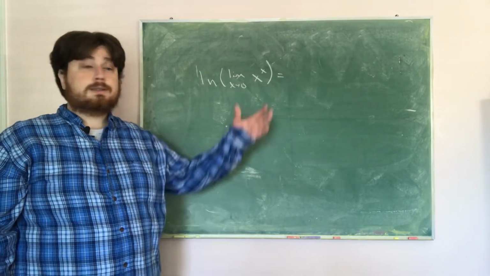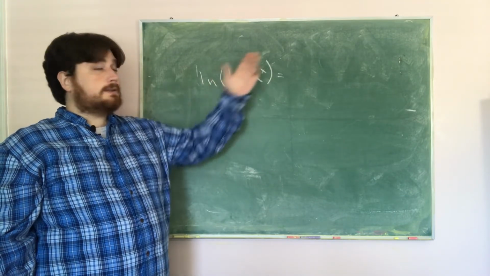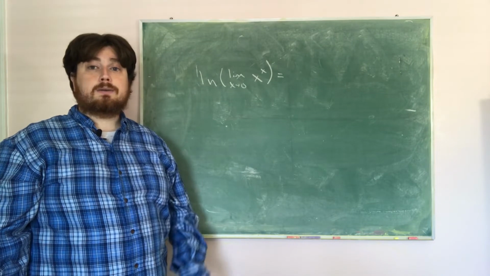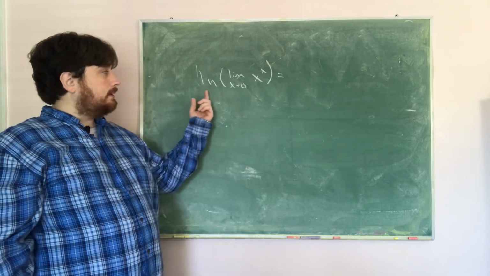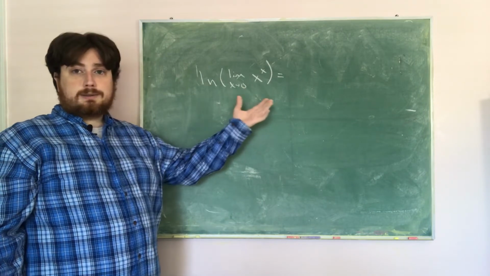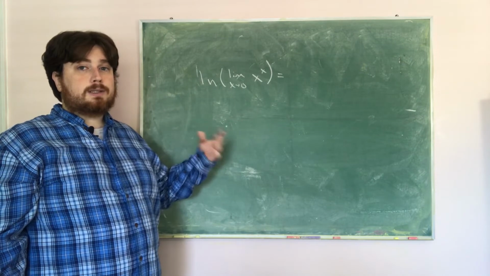Alright, now that I've looked at just the top here, the natural log of the limit of x to the x as x goes to 0, what I have to do now is find some way to calculate this limit. Well, the first thing I need to notice is that with the log on the outside of the limit, things are a little complicated. So the idea is that natural log is a continuous function on this domain.